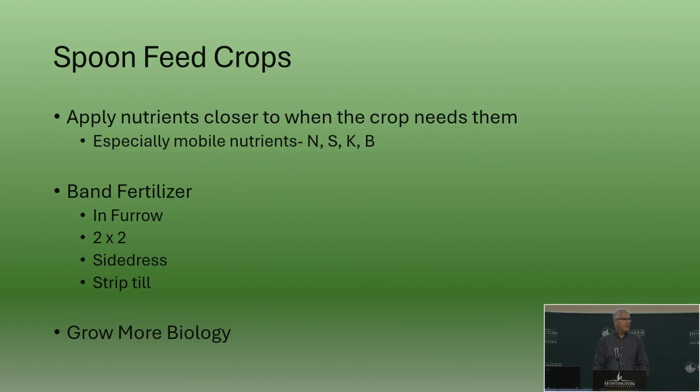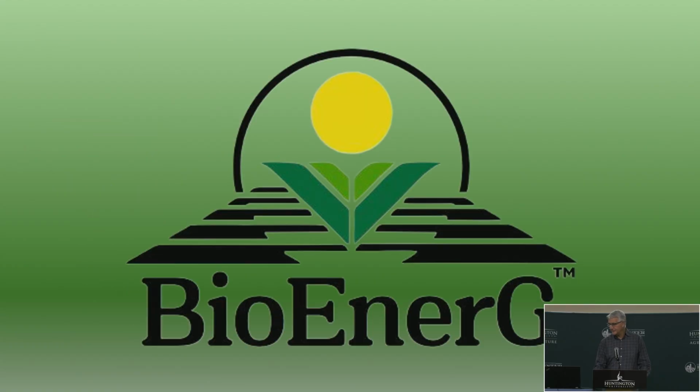So it doesn't really make sense to put your nutrients on in the fall when you don't need it for 8 months. So ways to spoon feed, banding fertilizer. We can avoid the tie-up in the soil if we band it and get more bang for our buck of what we apply. And that can be done in furrow, 2x2, side dress, strip till. And then grow more biology. Let the microbes help feed the crop.